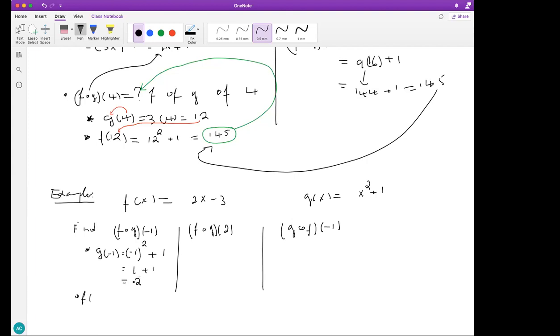So plug the 2 into the first function. We evaluated this. g of negative 1 is 2. We take the 2 and plug it into the first one. So we're going to do f of 2. This time we're using f, not g. We used g for the first evaluation. Now we're going to use f for the second. So f of 2 will be 2 times 2 minus 3.